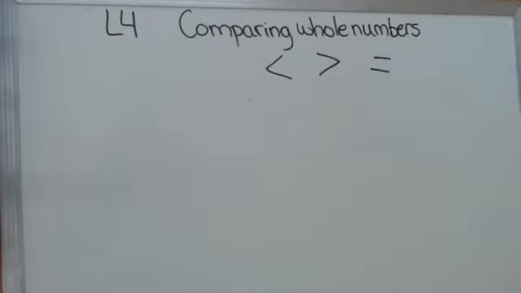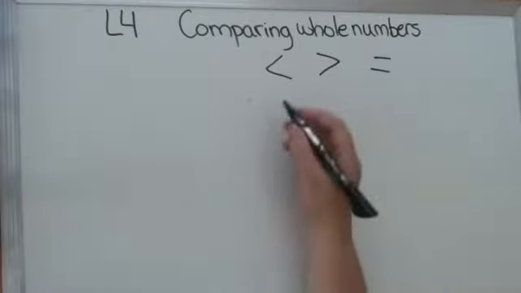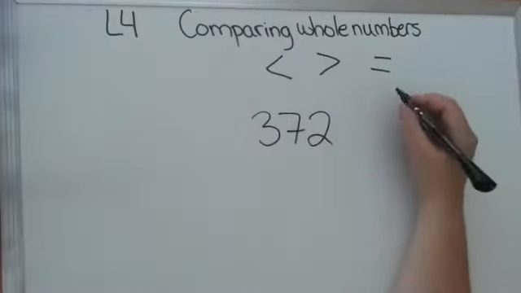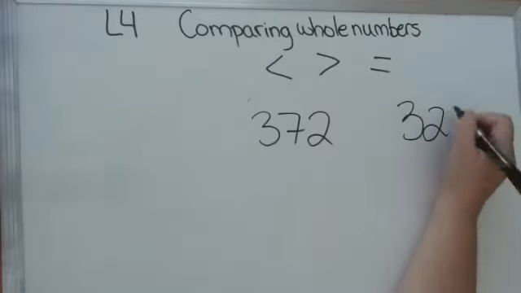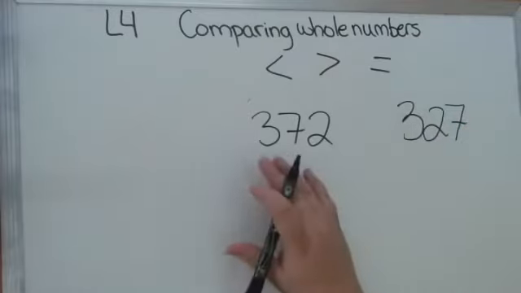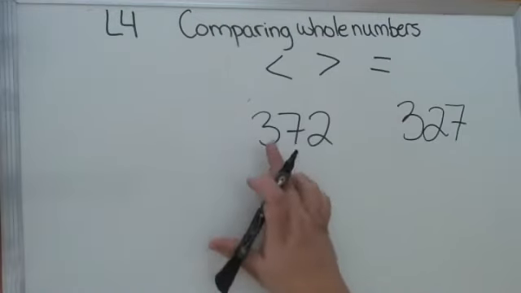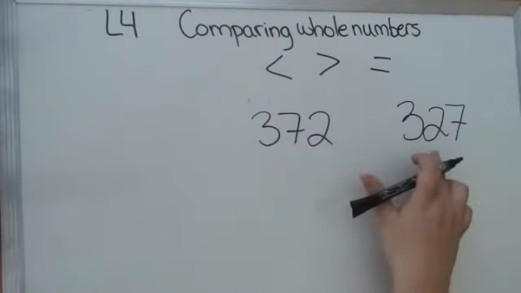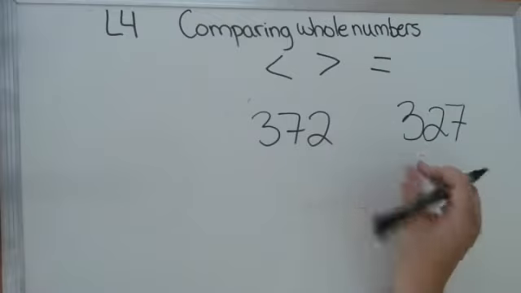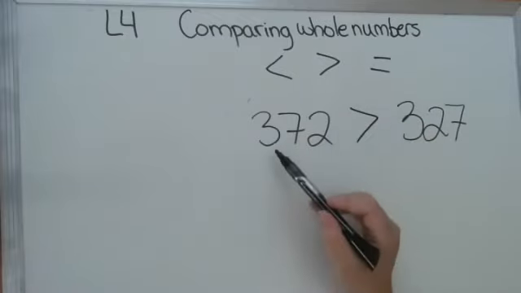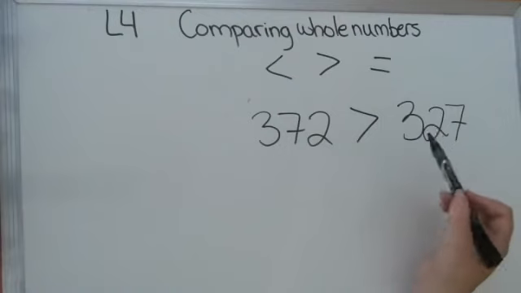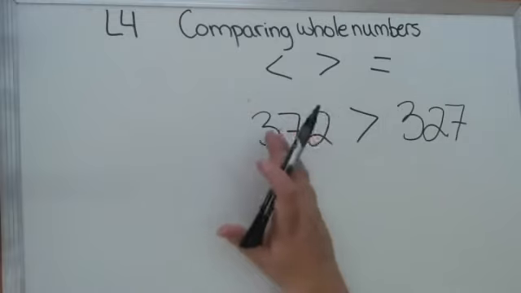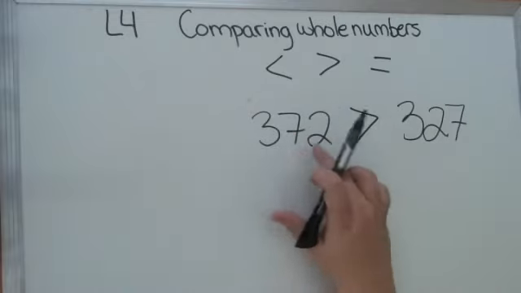If you have a number like 372 compared to 327, please make sure that you are looking at each column. So we start with the biggest column, 3 and 3. Well, those are the same. Go to the tens column, 7 and 2. Ooh, 7 is bigger than 2, which means I'm reading it like this. 372 is greater than 327. Always start with the big column, compare those, then go to the next column and compare those, and so on and so forth.